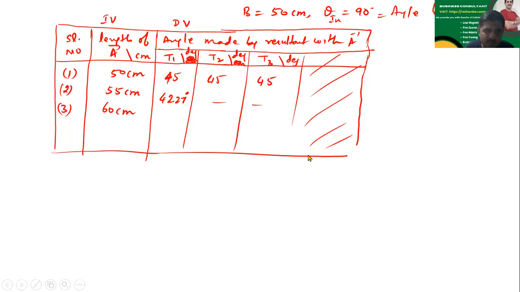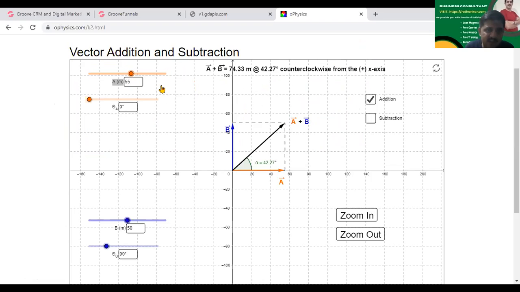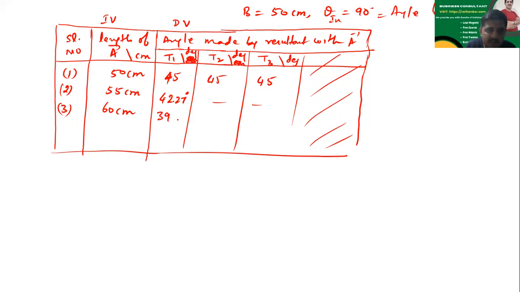Next, what we do is, let me go back to this and let me change this value to 60. What is it I have got? 39.81 degrees, right? I should remember this here, otherwise I will forget. 39.81 degrees. Wow. Fourth trial, 65 centimeters. I'm increasing incrementally here.